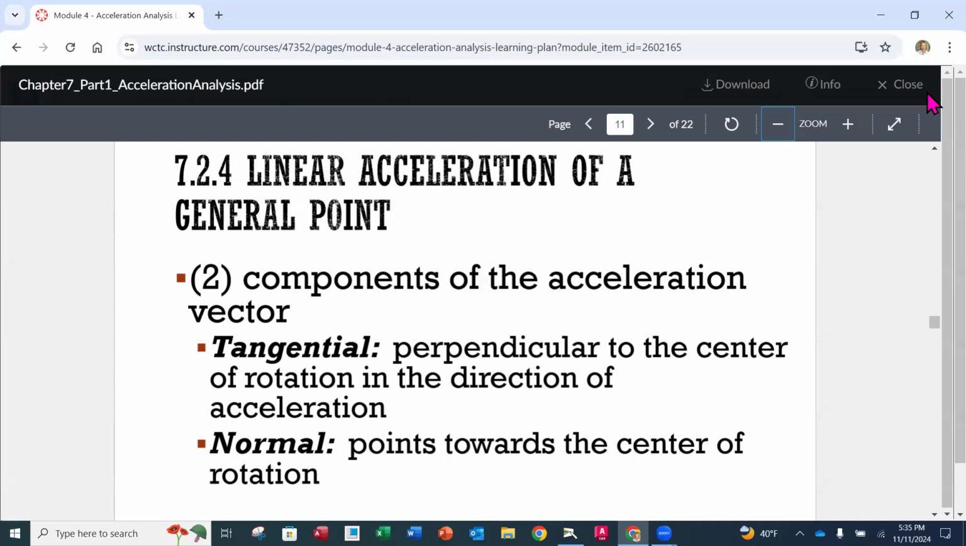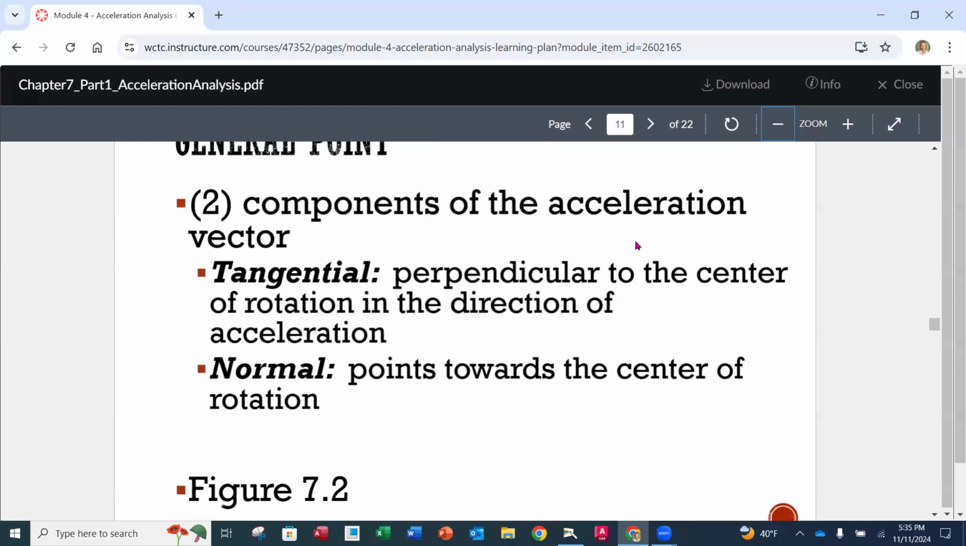If we're slowing down, the tangent component is going to go opposite the direction of velocity. So when we're decelerating, our acceleration is going the opposite direction of the actual motion. We can still be moving forward, but we're slowing down. Now, the normal component is 90 degrees to the tangential, and it's always going to point towards the center of rotation. Always, always. That one's kind of easy to remember. So those are the two components that we're going to be looking at.